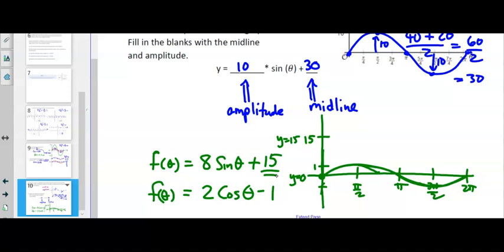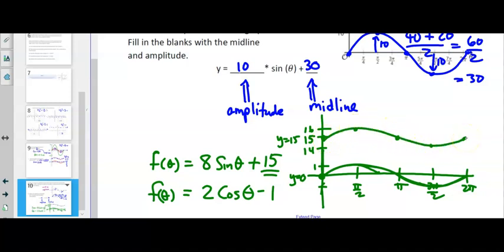What the 8 does is take the answers and make them 8 times bigger than they're supposed to be. So if I slide this graph up 15, then the graph will look something like this. It'll go up to 16 at pi over 2, back down to 15 at pi, move down to 14 at 3 pi over 2, and then back up to 15. So this is what happens when I just add 15.